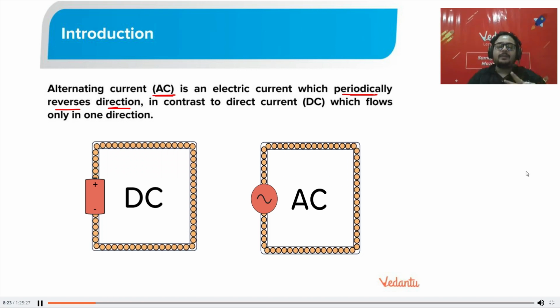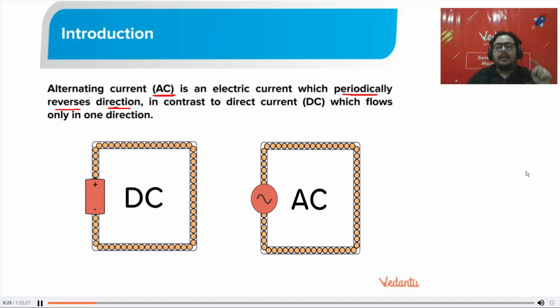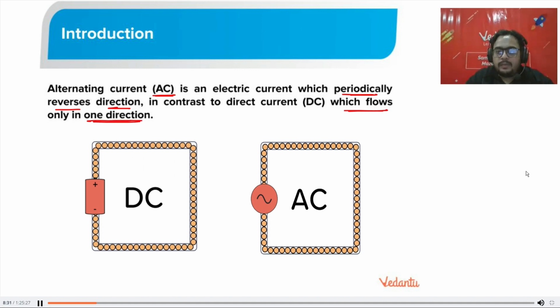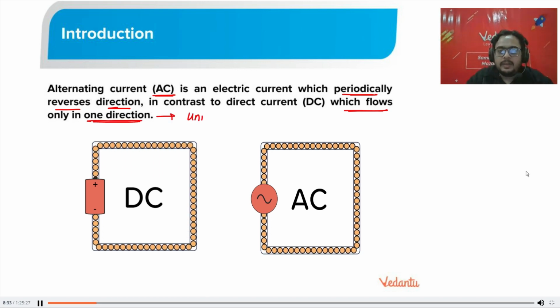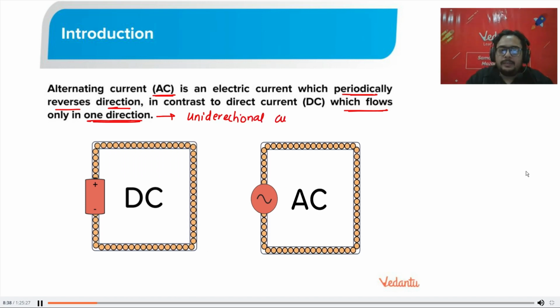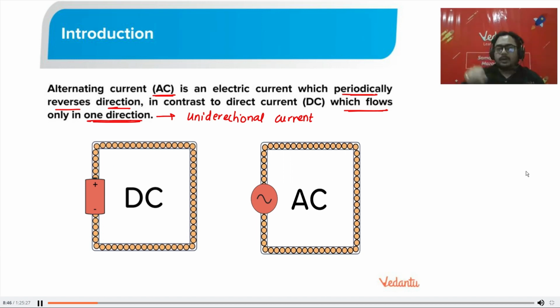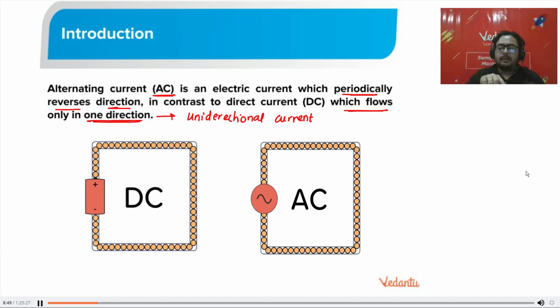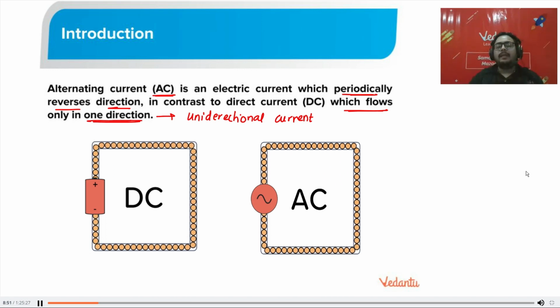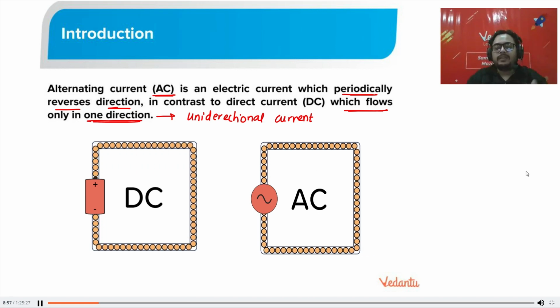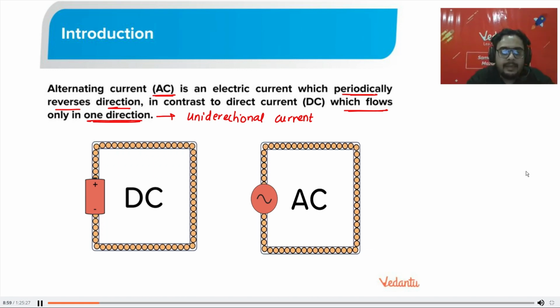So what is the difference between alternating current and direct current? Direct current's direction is always fixed. It only flows in one direction. It is called unidirectional current, and that is your direct current. But if your current is changing its direction, it is going clockwise, then anti-clockwise, then clockwise, then anti-clockwise, then it is called alternating current. It should change its direction after a fixed period. Okay, let us define them further.